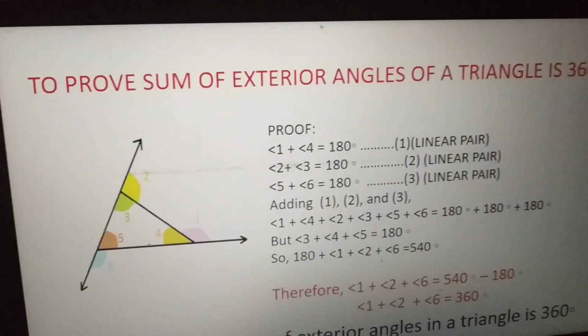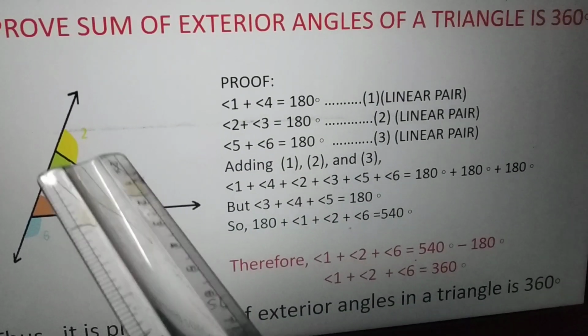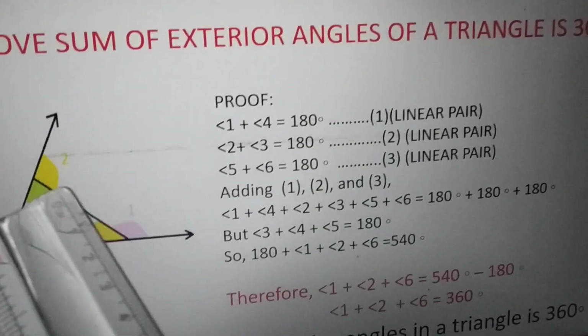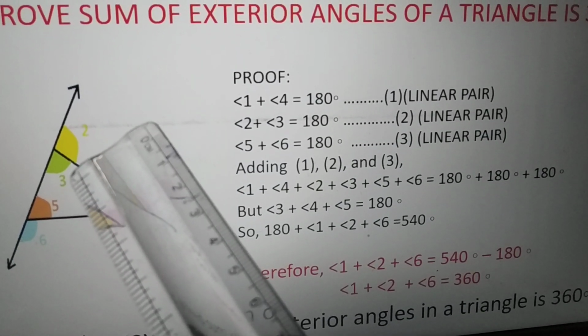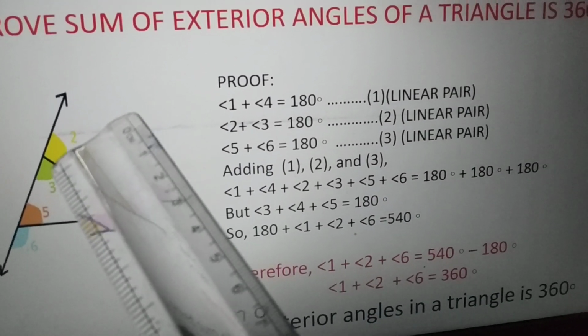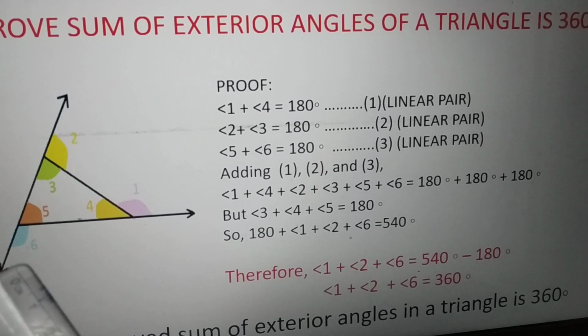Next, let me prove algebraically that the sum of exterior angles is 360 degrees. Here the sides of the triangle are produced. What you are able to observe is that angle 2 plus angle 3 is a linear pair, so it is equal to 180 degrees. Similarly, 1 plus 4 is 180 and 5 plus 6 is 180.